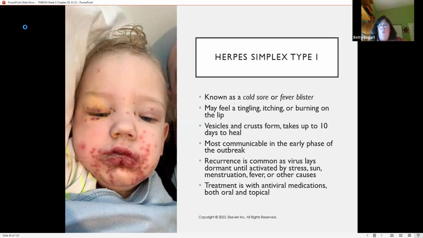So one of the things with herpes is that usually it lies dormant. Then stress, sun, menstruation, hormonal changes, or fever could cause it all of a sudden to become reactive. And then it can be as severe as this here. I've seen it even worse. Treatment, we can give oral, topical, sometimes even intravenous antivirals.